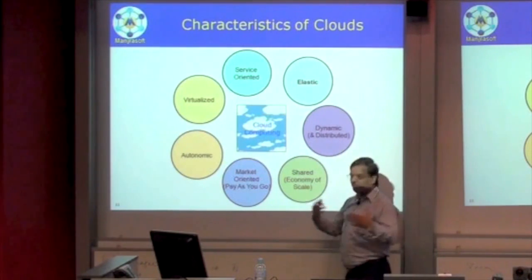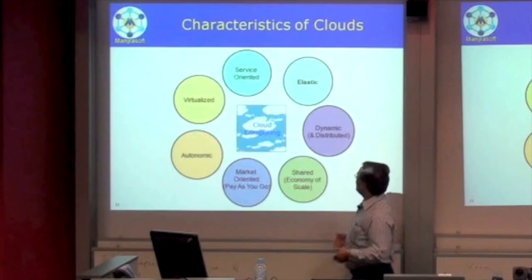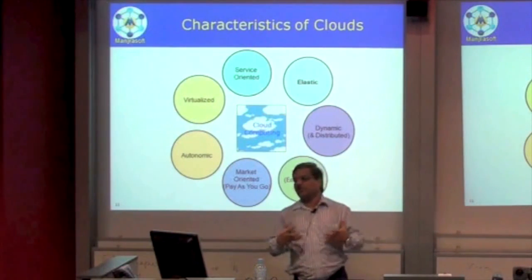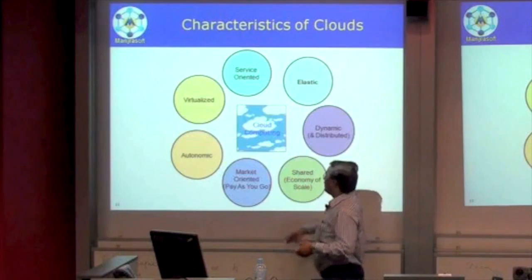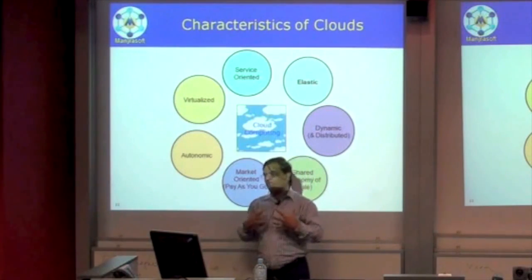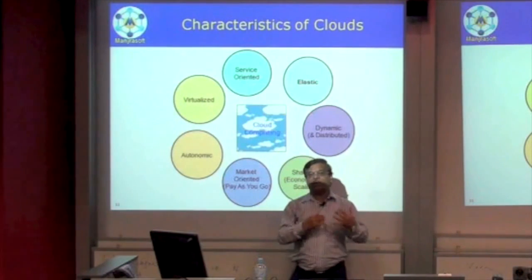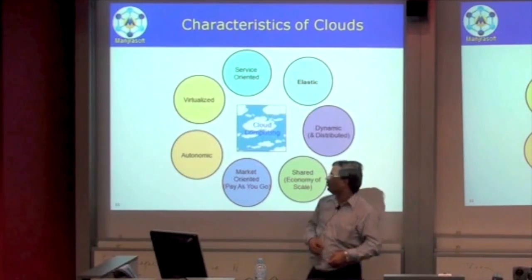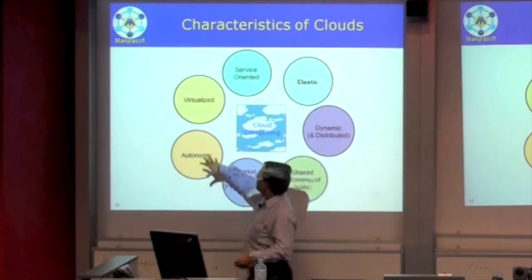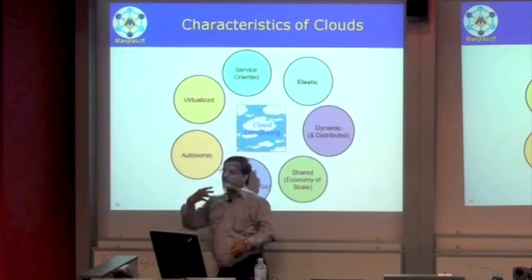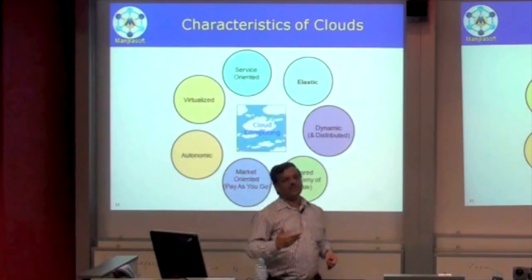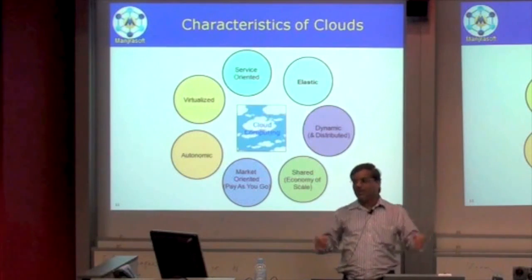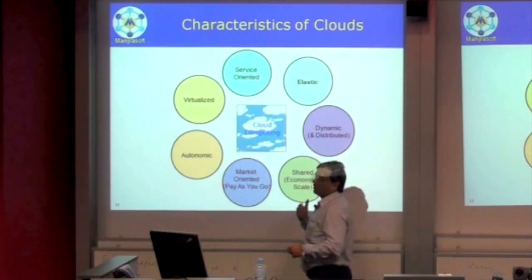It is also dynamic in nature, distributed in nature, and shared. Because of this economy of scale, we can get services at a bit lower cost. Then, as I said, market oriented. The principles of market orientation are so fundamental here that they are used in building the architecture and developing appropriate algorithms, which I will discuss more as we go along. Then, of course, this is autonomic in nature. That means the system must self-manage itself. You can't afford to have a human all the time managing the system. It must be autonomic. It must be automatic.